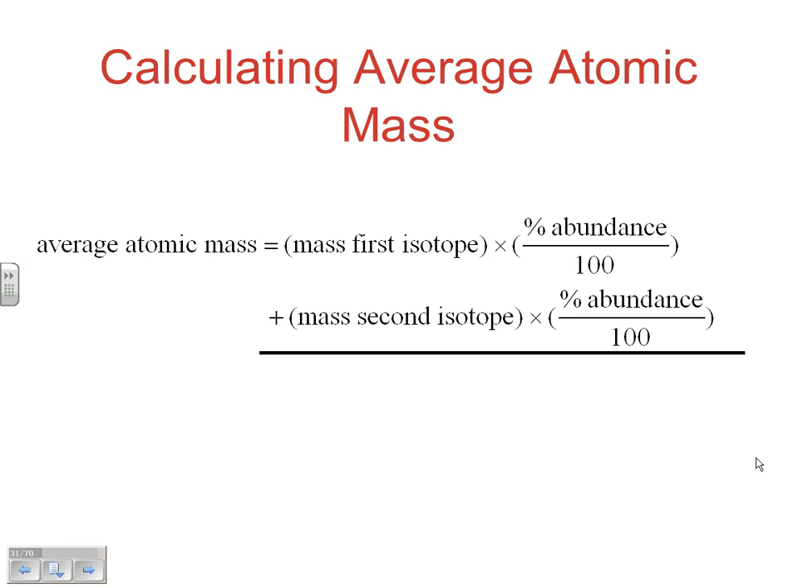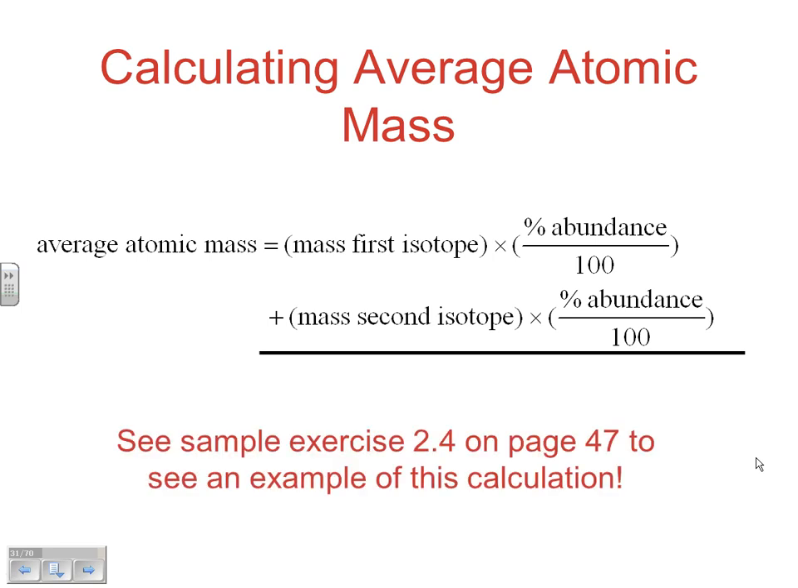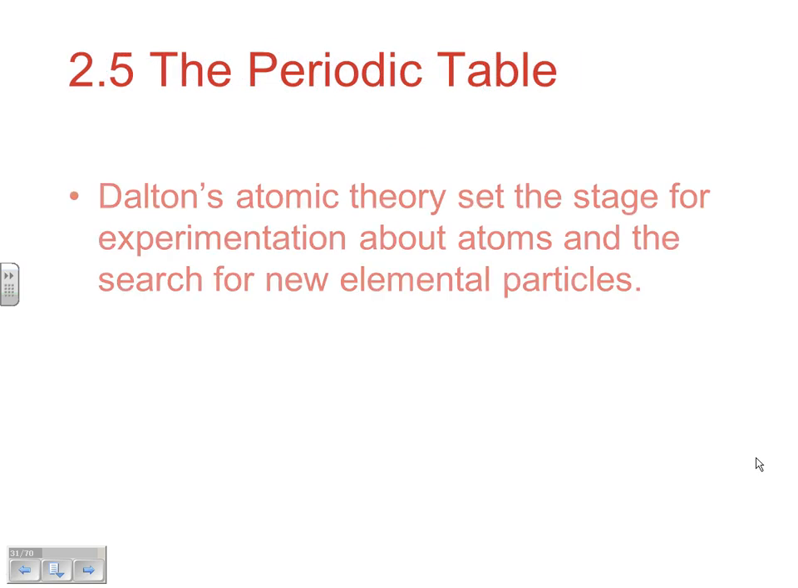You should be able to calculate the average atomic mass of a substance from the percent abundances and the mass of the isotopes. So if you take the mass of the isotope times its percent abundance as a decimal, that will tell you how much that particular isotope contributes to the mass. Do that for all the isotopes and then sum them, and you'll get the average atomic mass. In particular, look closely at exercise 2.4 on page 47 to see an example of this calculation. So this is something you need to be able to do for the test over this material.